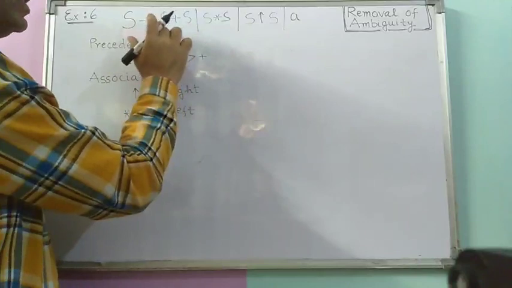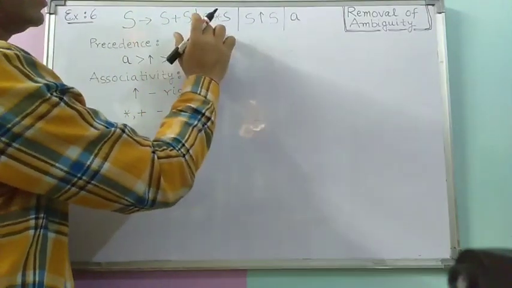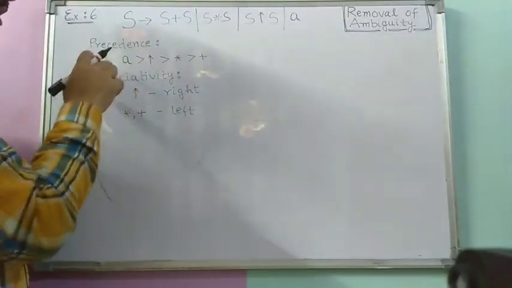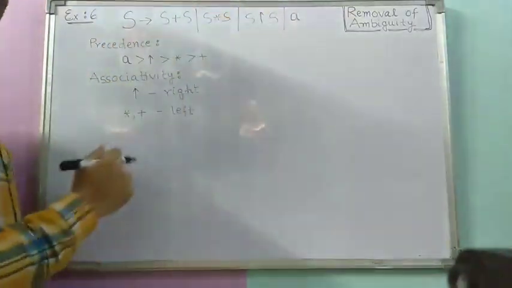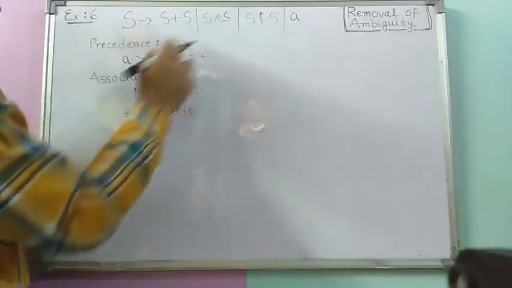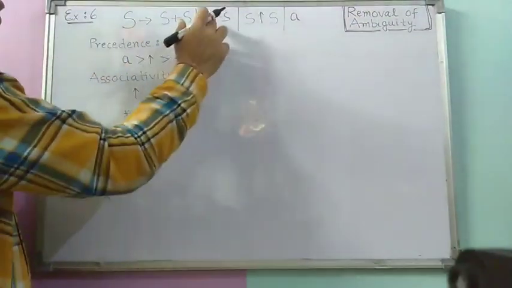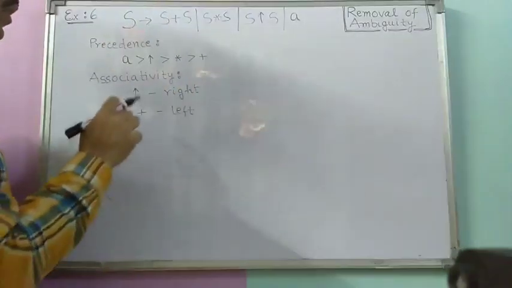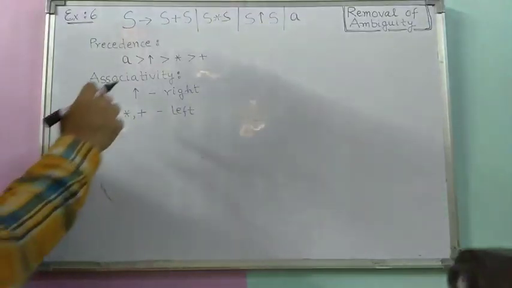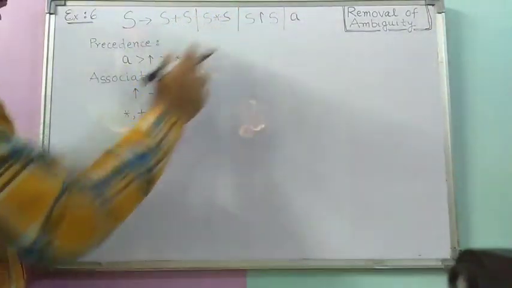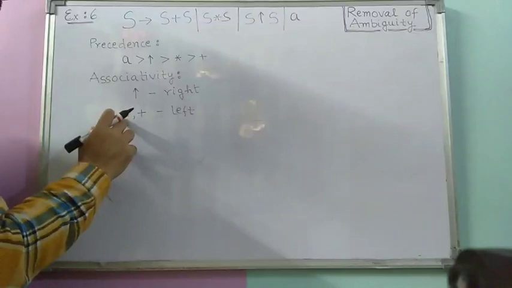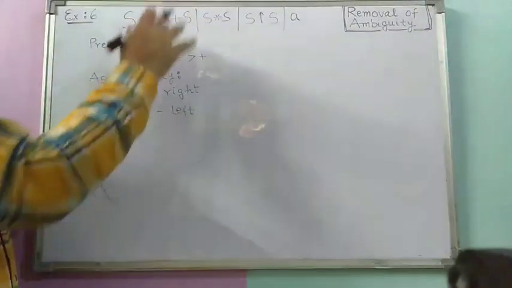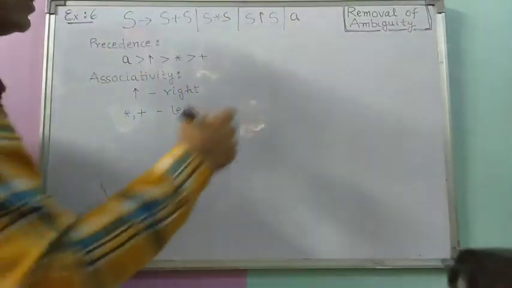Here we are having both left and right recursion. Here also we are having both left and right recursion. So we will first look at the precedence. The highest precedence is the operand. It will be evaluated first, then this power operation will be evaluated, then this asterisk multiplication will be evaluated, and then this plus will be evaluated. If we look at the associativity, this power operation is having the right associativity, and this asterisk and plus operation, these two are having the left associativity.